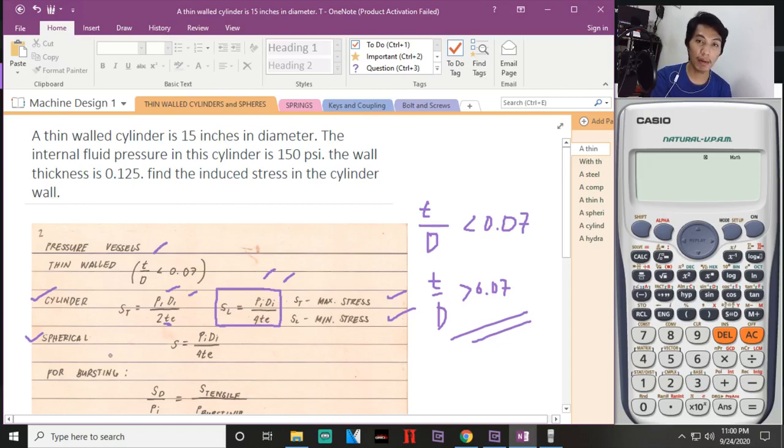And for spherical, wala naman yung longitudinal, wala rin yung tangential. Lahat yan pare-pareho. Iisa lang ang formula na kailangan mong i-memorize. That is PD over 4TE. Laging inside pressure. Okay? Don't you take up na yung mga outside pressures. Okay? Since the outside pressure naman is mostly atmospheric. Okay? So, ang pressure na lang, nasa loob. Yun yung kukunan mo ng pressure. That is the pressure applied. Okay? Sa loob.